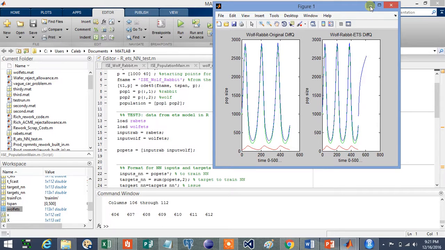This shows that our neural network does capture the behavior of a predator-prey system as long as the data is indicative of the system that you trained the network with originally.